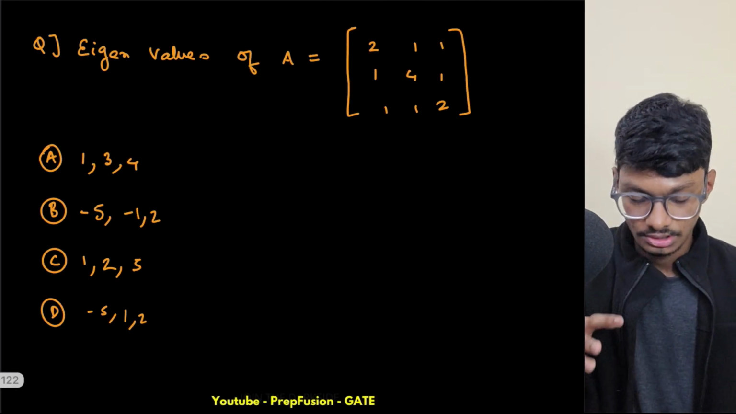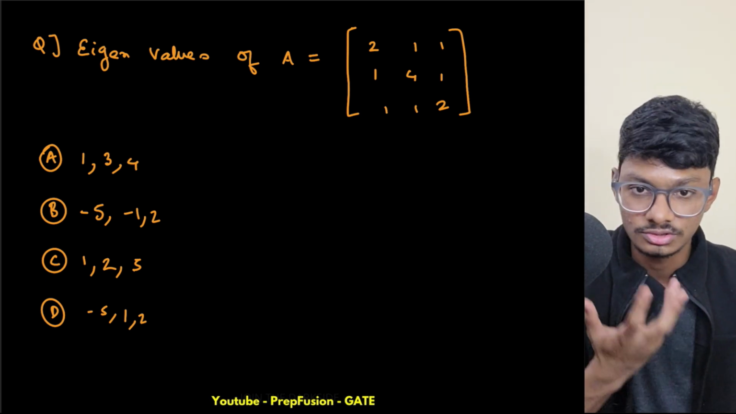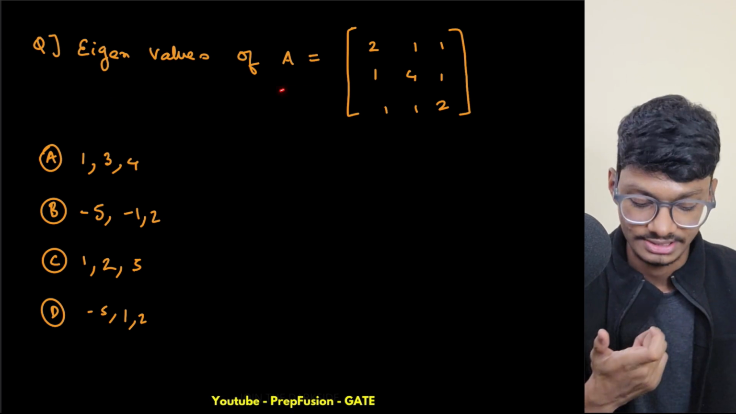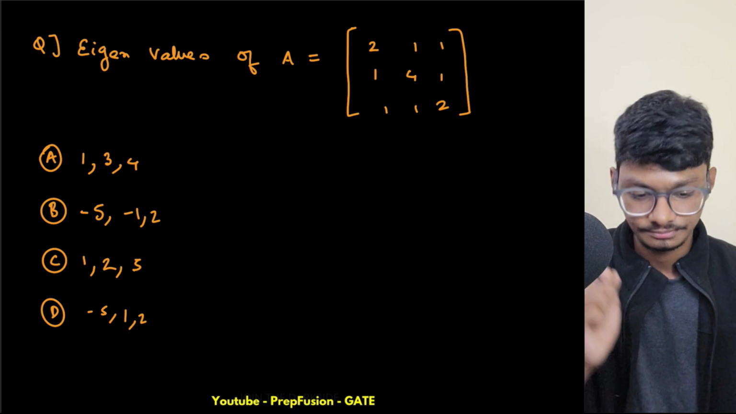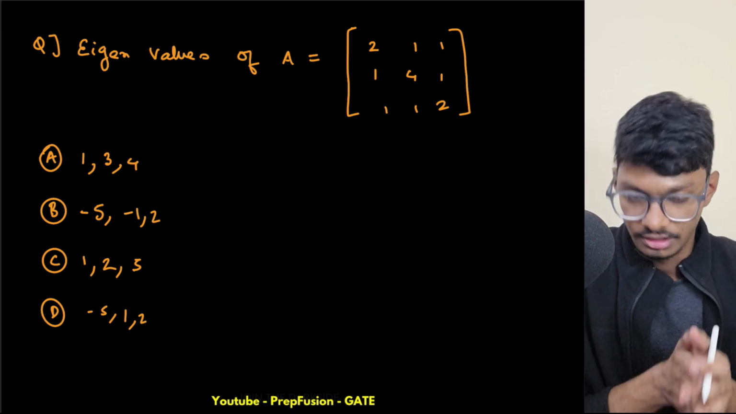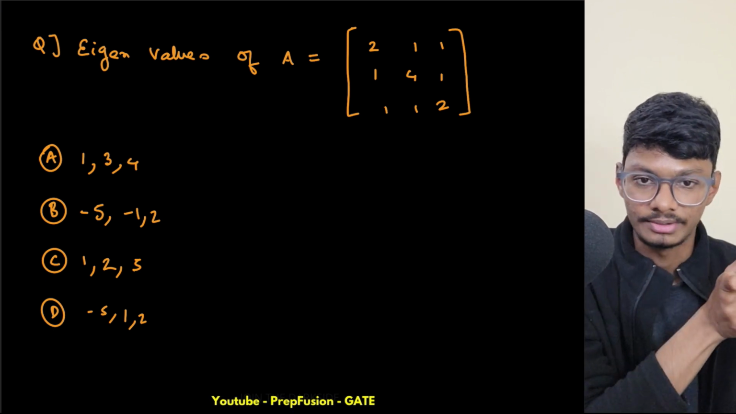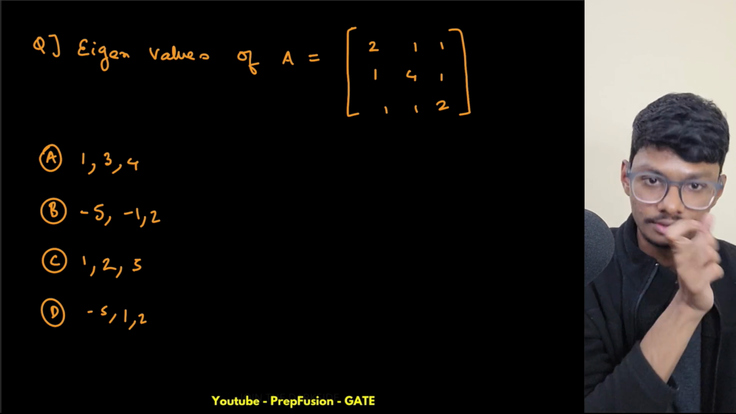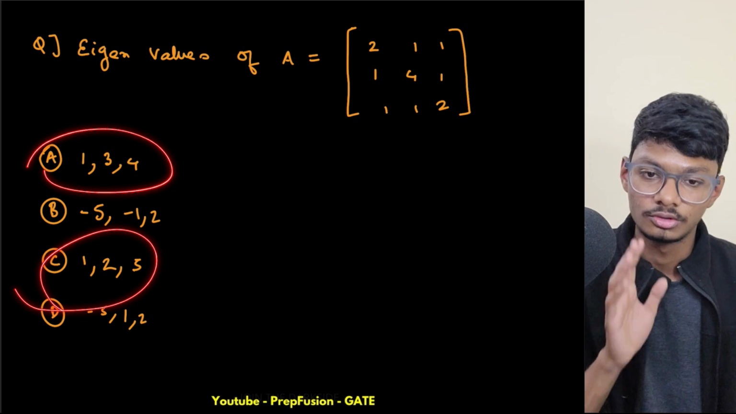So the next question is about linear algebra. They have told us to find the eigenvalues of matrix A. The matrix is given and you have to find the eigenvalues. How to find it? You don't need to derive that determinant of A minus lambda I equals 0, then find the characteristic equation and from that find the roots. Simply, the eigenvalues are given, so you use the options.